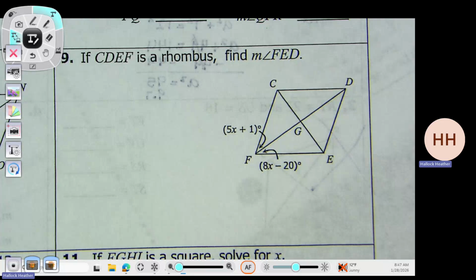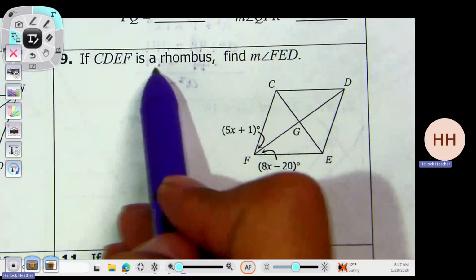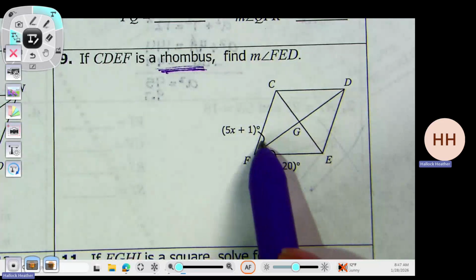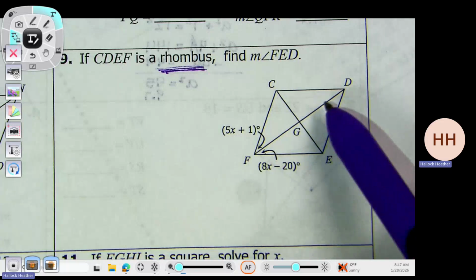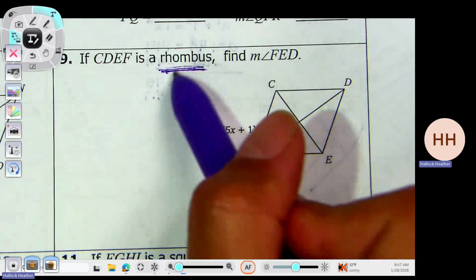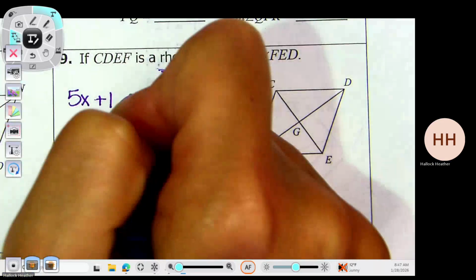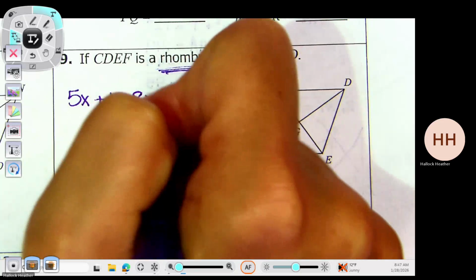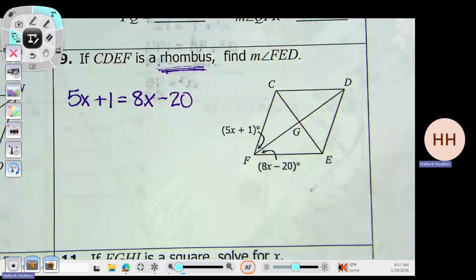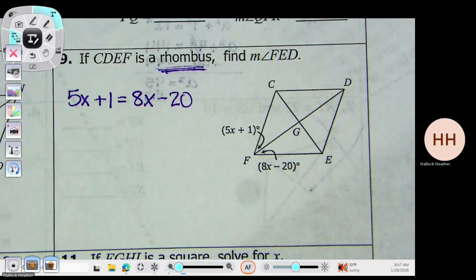So for 9, if CDEF is a rhombus, what should I do with these? Yes, because it's an angle bisector. I'm not adding to make 90. Angle bisector is for a rhombus and a square. So these are congruent to each other. Normally we'd have to jump across for them to be congruent, but for rhombuses and squares only, they are angle bisectors. So we set them equal to each other. Take a minute, solve for X.